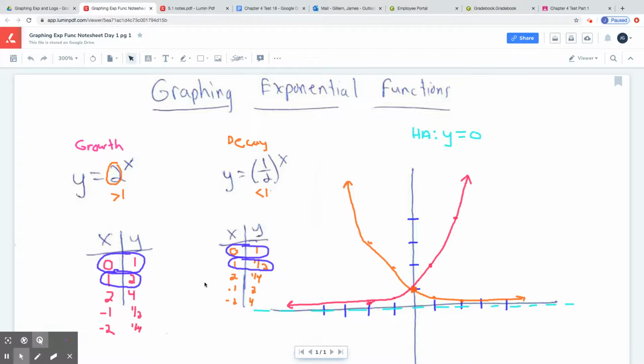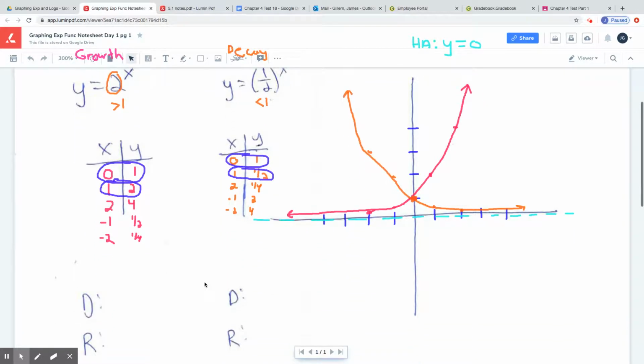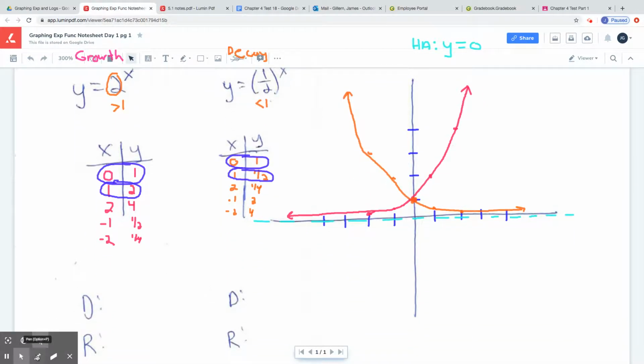All right, so let's scroll down here. The other thing I want to talk about is the domain and range of this. Domain is all possible x values. Is there any restriction on this domain? There is not. So it's going to be negative infinity to infinity. And for the decay one, it's still the same thing. There is no restriction. Negative infinity to infinity.